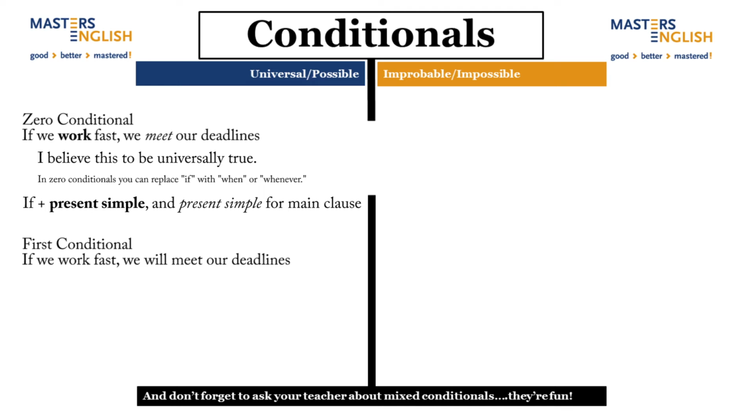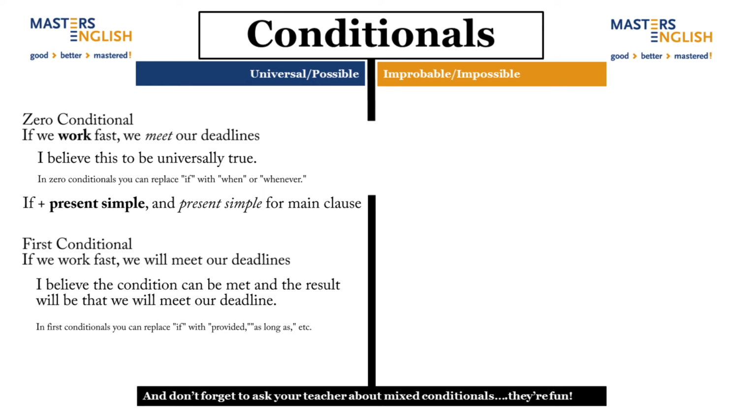We also have the first conditional. It changes just a little bit in the main clause. If we work fast, we will meet our deadline. Now, in this case, I'm not necessarily talking about something that I believe is universally true, but only true in this particular set of circumstances. So I believe it is a realistic expectation. I believe that we can work faster, and the result of our working faster will be that we meet our deadline.